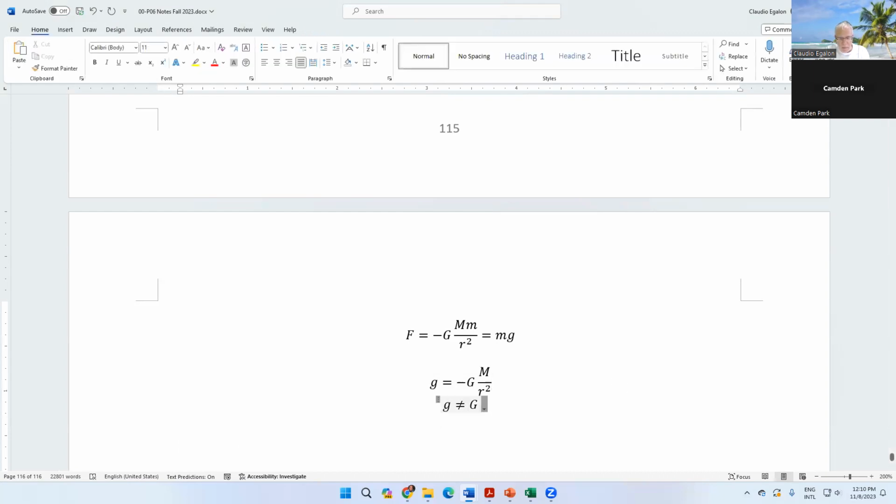But after the whole formula, like the negative G times M, that's the same g, right? That's lowercase g, no? Yeah, lowercase g is equal to that. But the lowercase g is not equal to uppercase G itself. Right, it's not. Okay, now I get it.